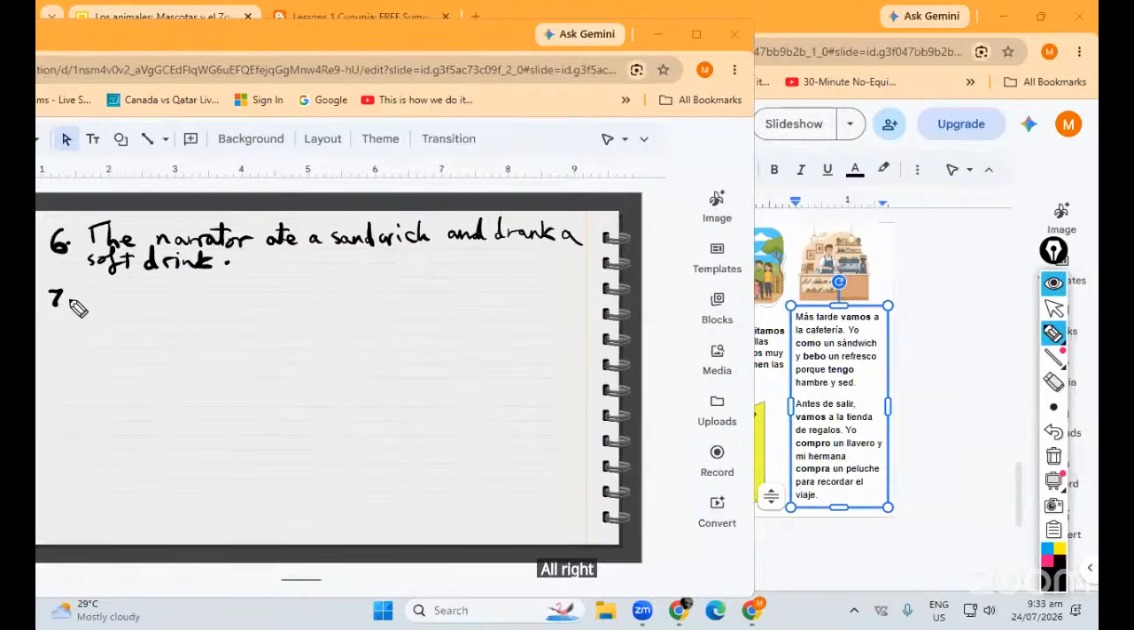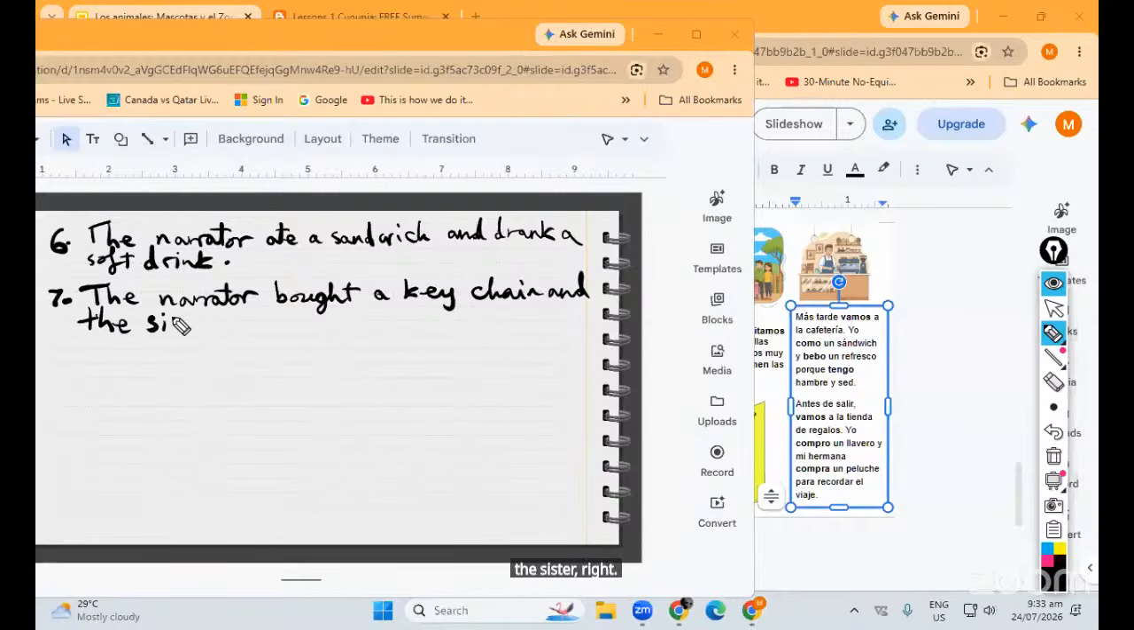All right, number 7, maybe soda might be a better word. No, we'll leave soft drink. All right, they bought, or the narrator bought a keychain and the sister, right? His or her sister bought a stuffed toy, right? Now we have to be careful with gender, which y'all know.